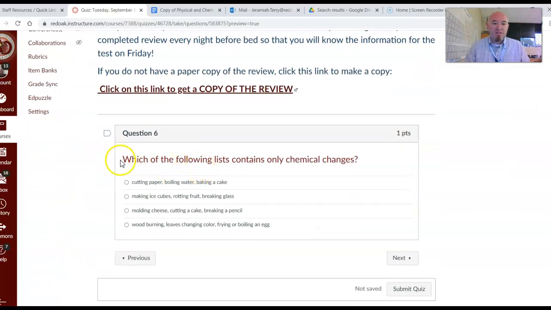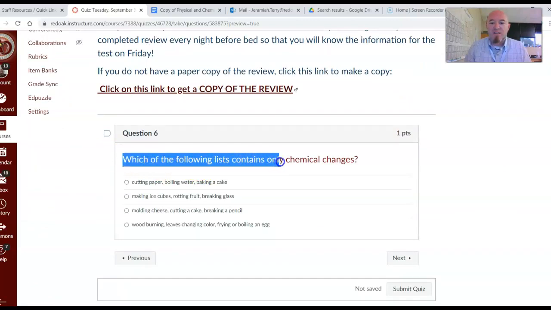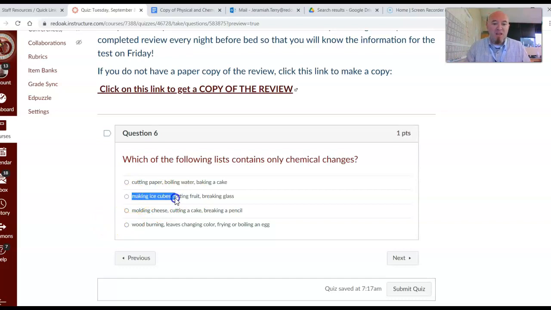Question 6. Which of the following lists contains only chemical changes? Is it A, cutting paper, boiling water, or baking a cake? On your review, this is going to be in columns. Is it the B column, making ice cubes, rotting fruit, or breaking glass? Is it the C column, molding cheese, cutting a cake, breaking a pencil? Is it the D column, wood burning, leaves changing color, frying, or boiling an egg?